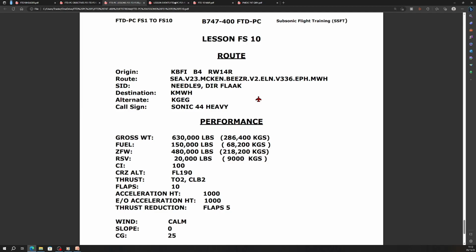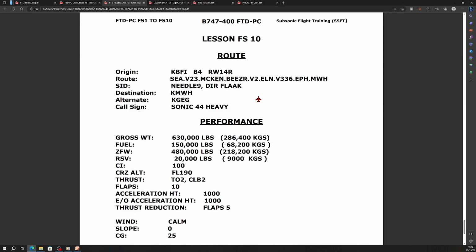Destination Moses Lake, alternate Spokane, will be a Sonic 44 Heavy. In pounds, it will be 480,000 pounds zero fuel weight, 150,000 pounds of fuel on board, gross weight 630,000 pounds, 20,000 reserve, cost index 100, cruise altitude will be 190.